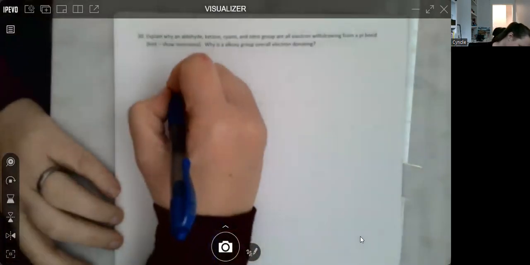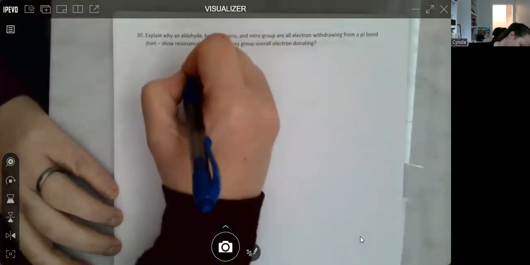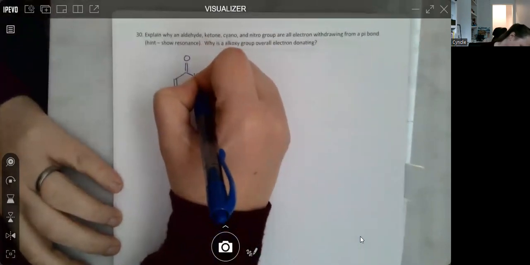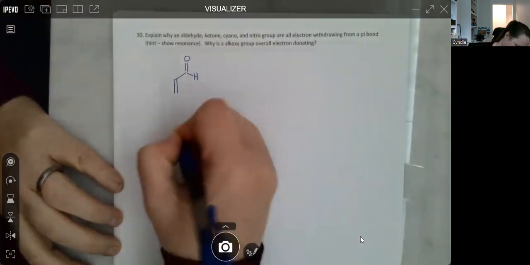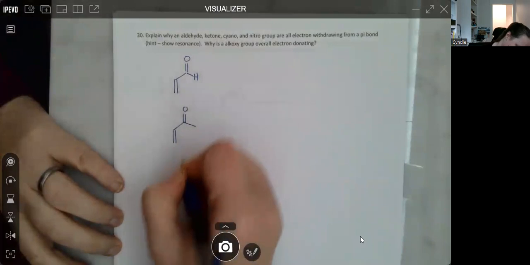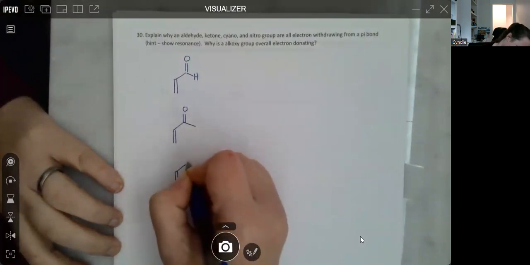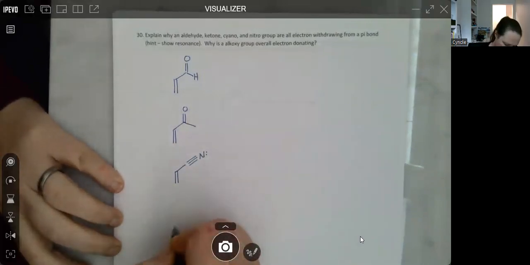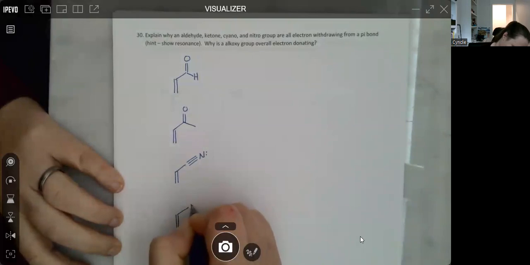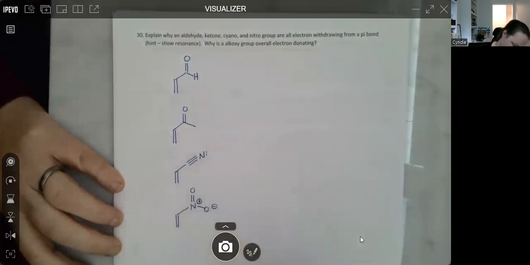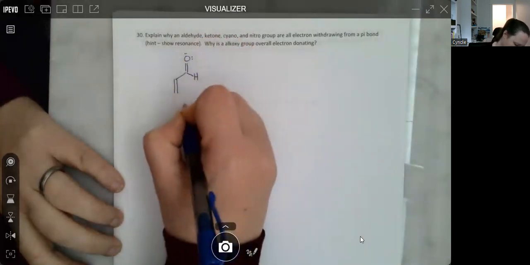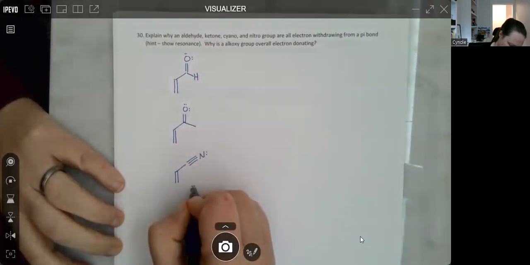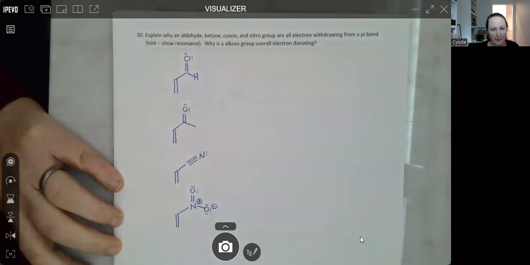So basically, if we look at a double bond and we draw an aldehyde, right, or we draw a ketone, or we draw a cyano group, which you could draw like this if you draw it out instead of writing CN, and then a nitro group would look like that. So put in some electrons here since we're going to be drawing resonance. In that case, we always draw in all the non-bonding lone pairs.